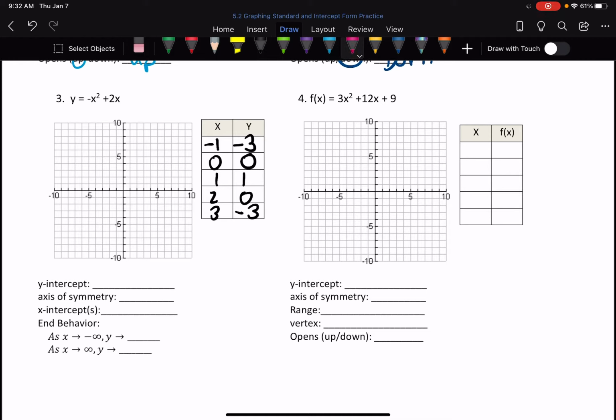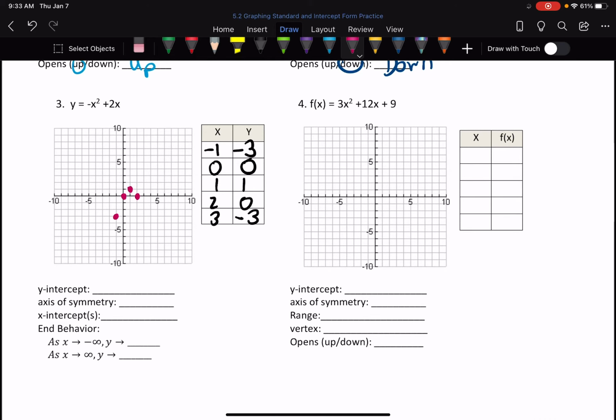So x is -1, our y value is -3, so 1, 2, 3 down. Where x is 0, y is 0, so that's our origin. Then for our next point, I'm going to go to the right 1 and up 1. Our next point is at 2, 0, so I'm just going to go to the right 2. Our last point is at 3, -3, so I'm going to go right 3 and down 3. So there's our parabola.